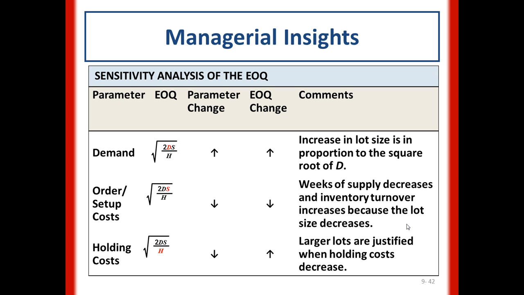EOQ is related to the square root of demand. An increase in demand means an increase in EOQ, which implies that the increase in lot size is proportional to the square root of the demand. The value of EOQ also has a positive relationship with the square root of the setup cost. When you lower your setup cost, the EOQ can also decrease. The implication is that weeks of supply decreases. When weeks of supply decreases, inventory turnover increases because the lot size decreases.